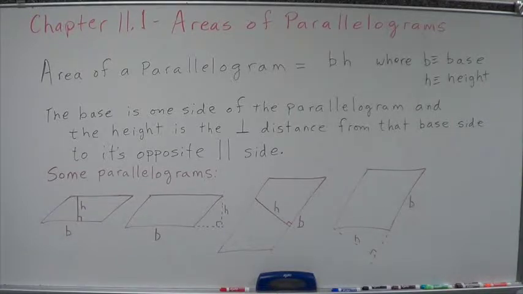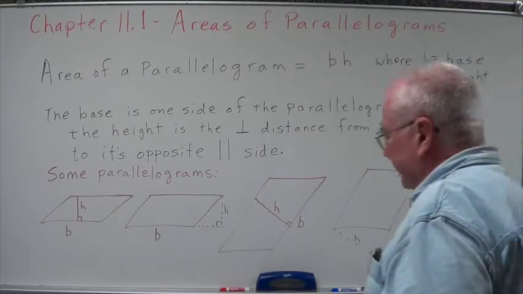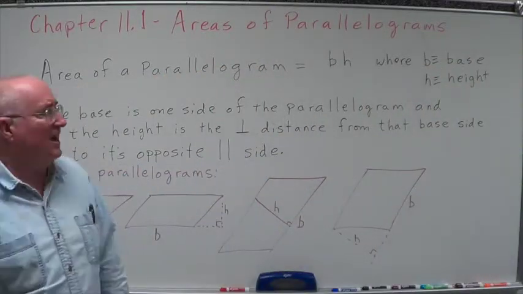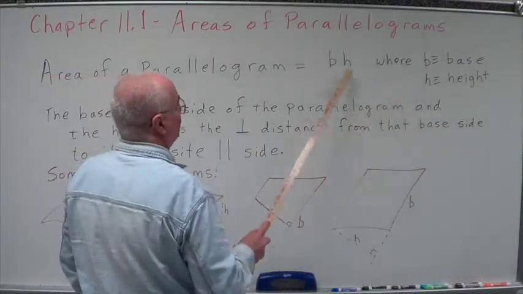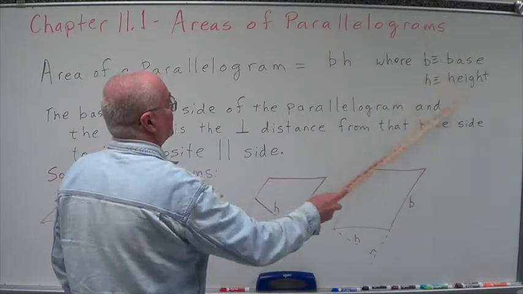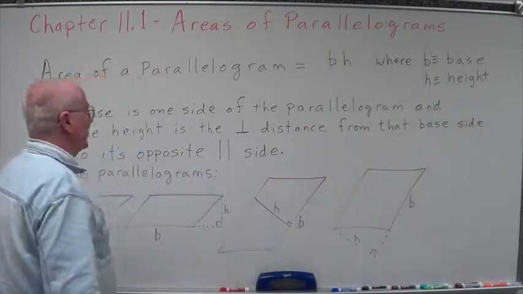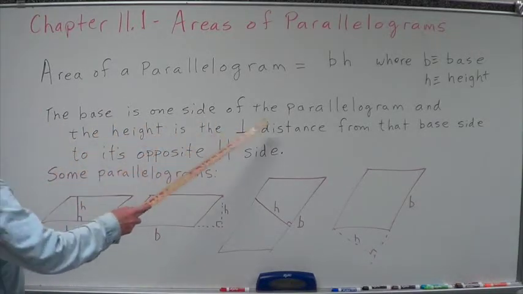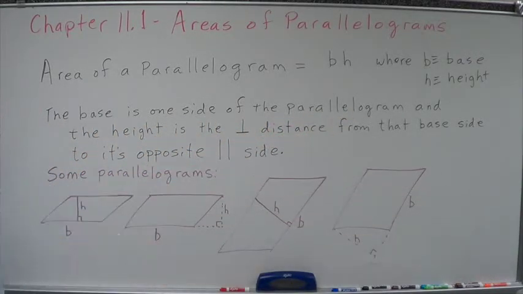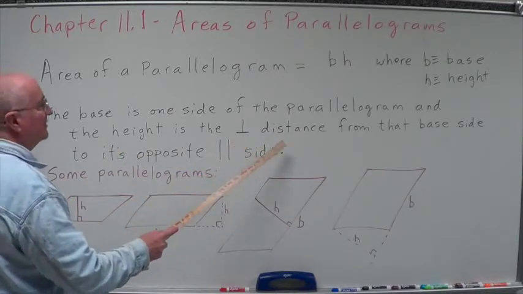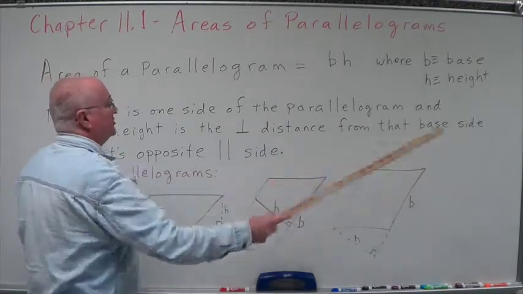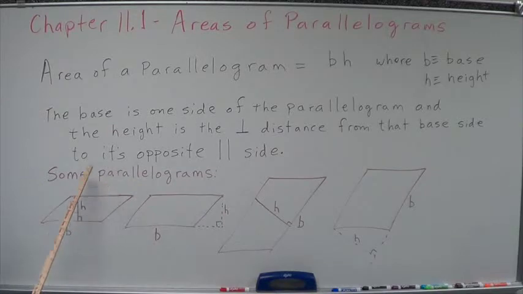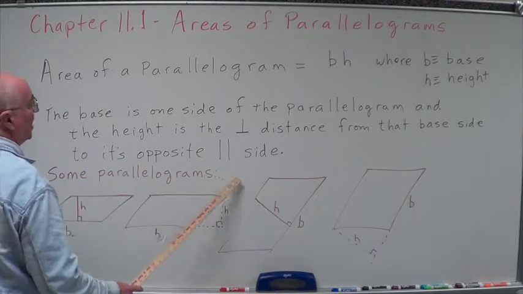Area of a parallelogram is real simple. It's just simply base times height, B times H, where B represents the base and H represents the height. Well, what is that? Let's talk about it. The base is one side of the parallelogram. Pick a side. And the height is the perpendicular distance from that base that you chose to its opposite parallel side.